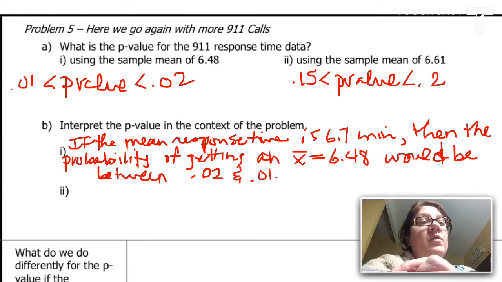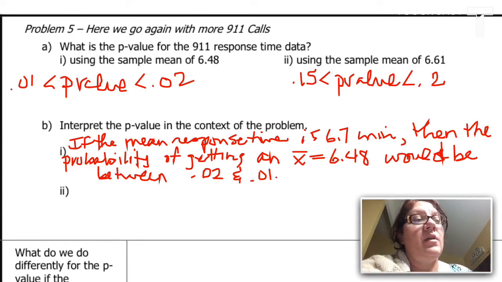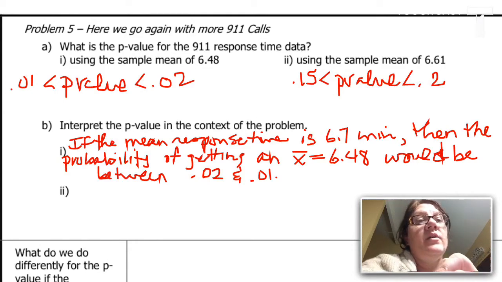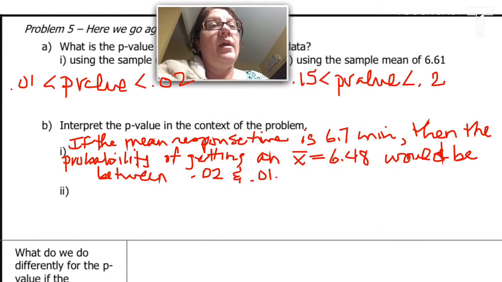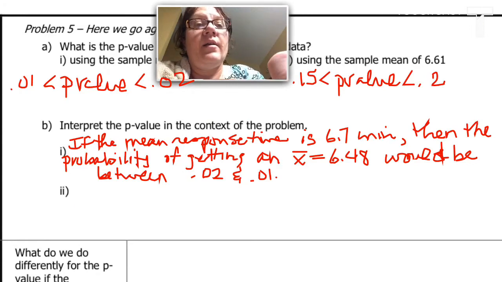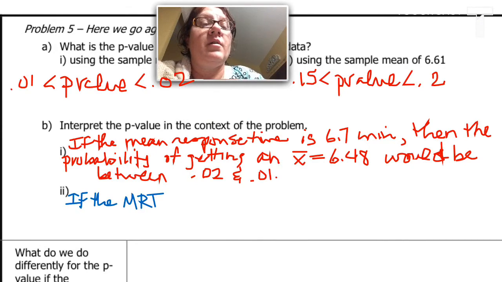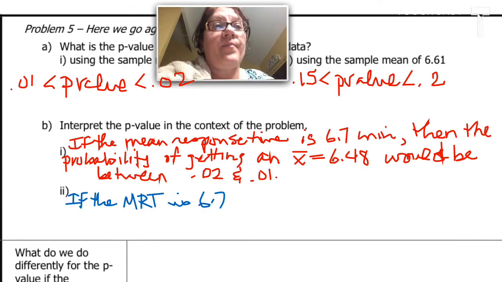So again, if the mean response time is really 6.7 minutes, then my probability of getting an x bar of 6.48 would be between 0.02 and 0.01. Whee! And then for the second one, again, if, I'm going to abbreviate here, the mean response time is still 6.7 because that's what we said it was. That's what the claim was.